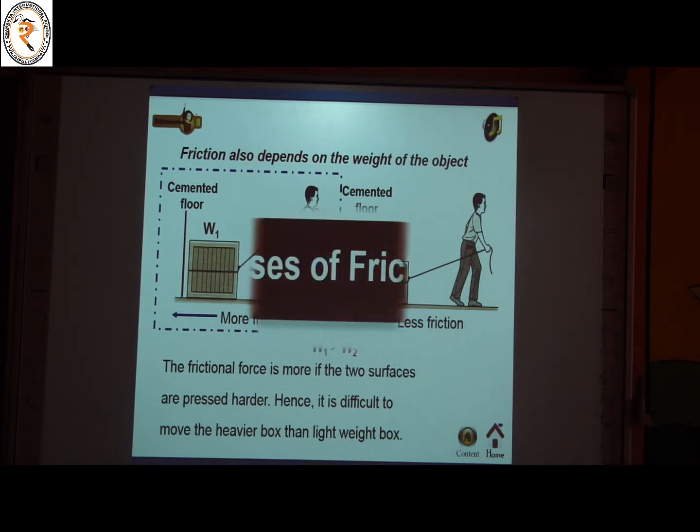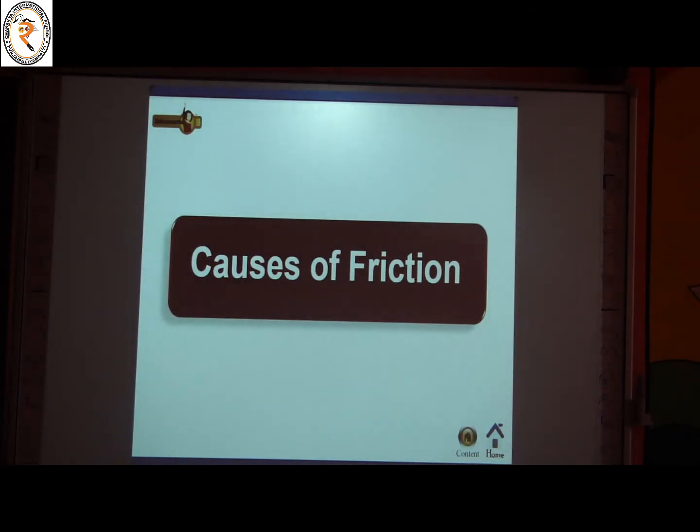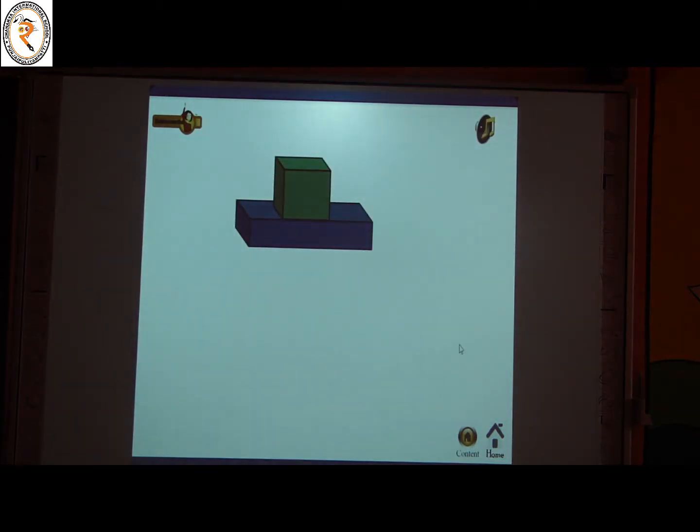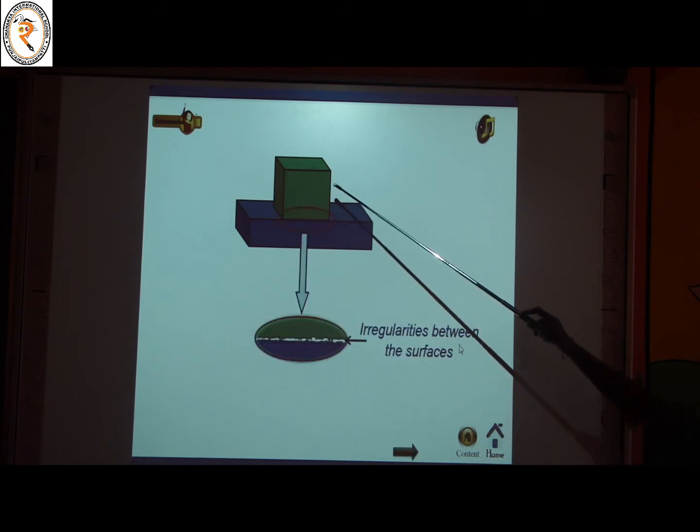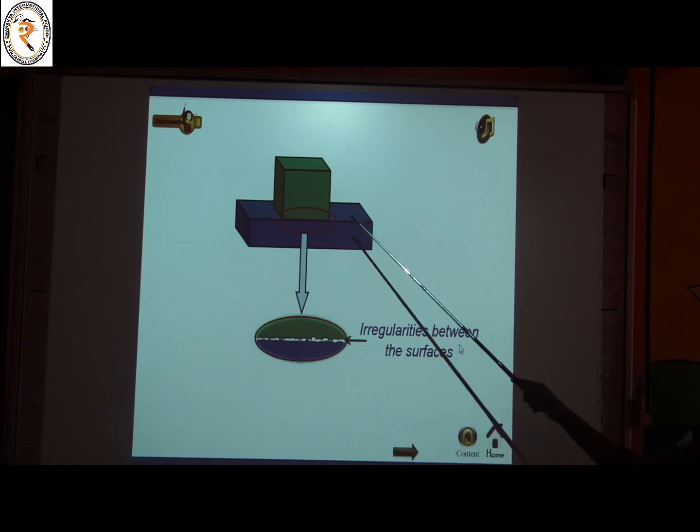And the next one. What are the causes of friction? How is friction caused, or how is friction produced? See, this is object 1 and this is object 2. We already know that friction is a contact force. Objects 1 and 2 have some irregularities. So the irregularities between the surfaces cause the friction. Which one causes the friction? The irregularities between the objects cause the friction.